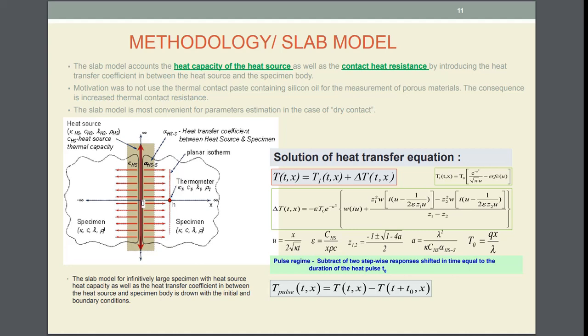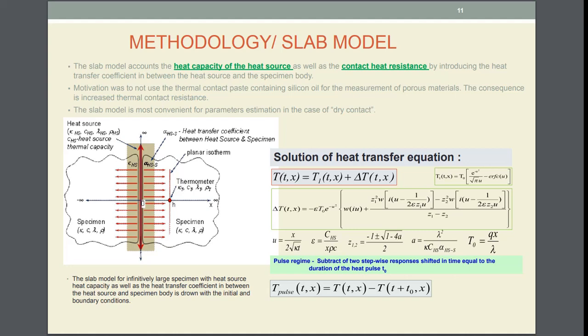So basically I will show in this presentation how this methodology of the slab model is very good, because it will help us to calculate and to know the heat capacity of the heat source, and contact heat resistance by introducing the heat transfer coefficient in between the heat source and the specimen body. So the motivation of this study was just to understand how these two parameters work in the slab model, and how we can play with these two parameters to understand the other three thermal properties like thermal conductivity, diffusivity, and specific heat.